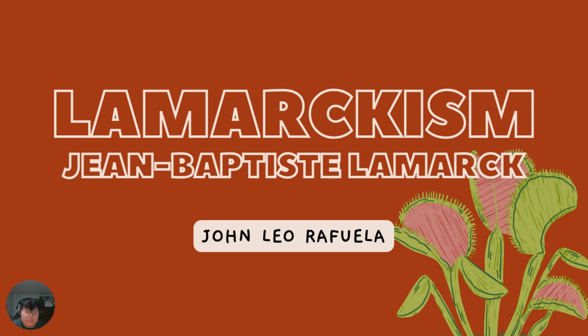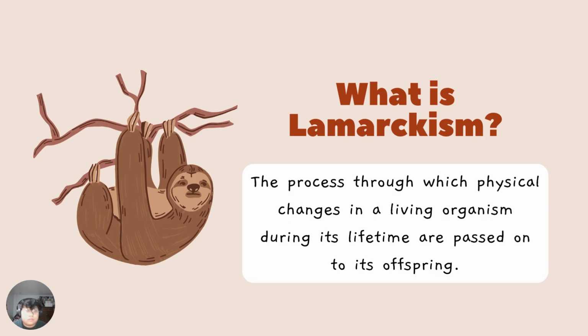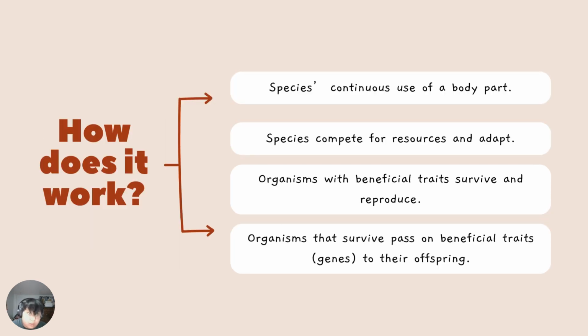Today, I'm going to discuss Lamarckism that was proposed by a French naturalist in 1809, Jean-Baptiste Lamarck. Lamarckism is one of the most well-known theories on the origin of species in biology. This theory lies on the principle that organisms that manage to modify a characteristic during its lifetime can pass it on to their offspring. So how does it work exactly?